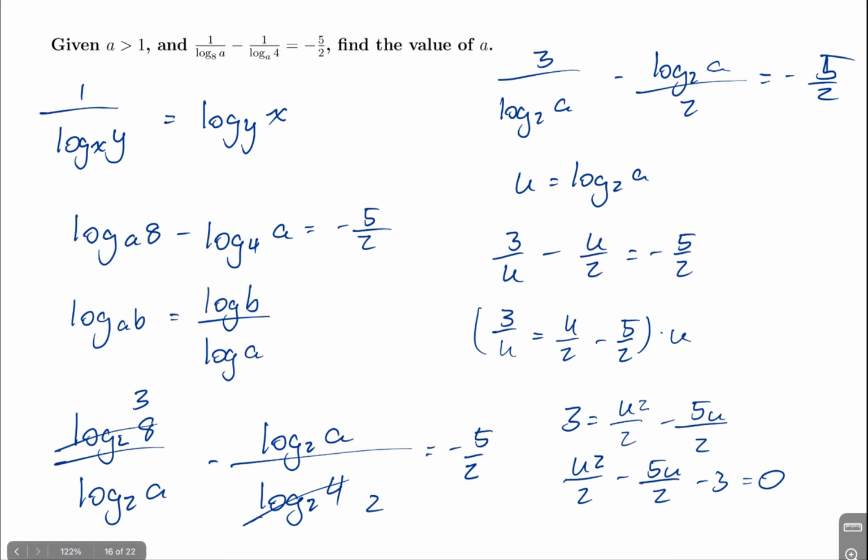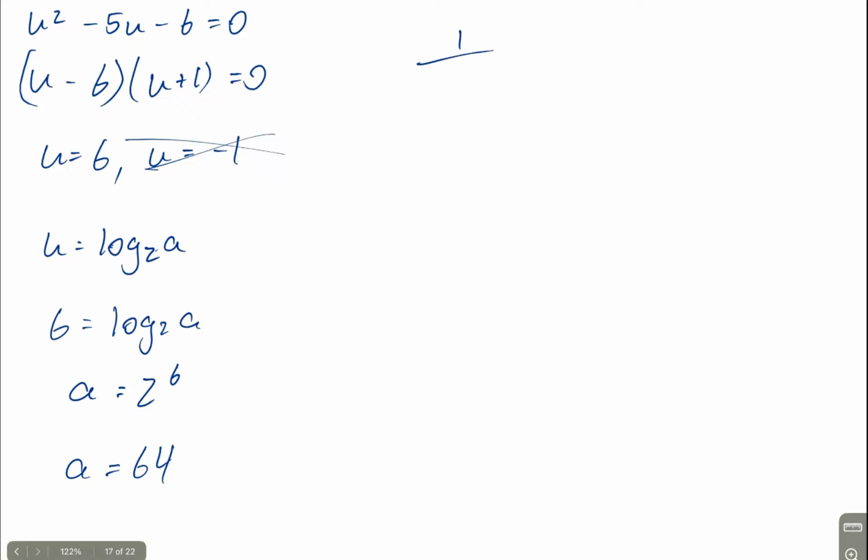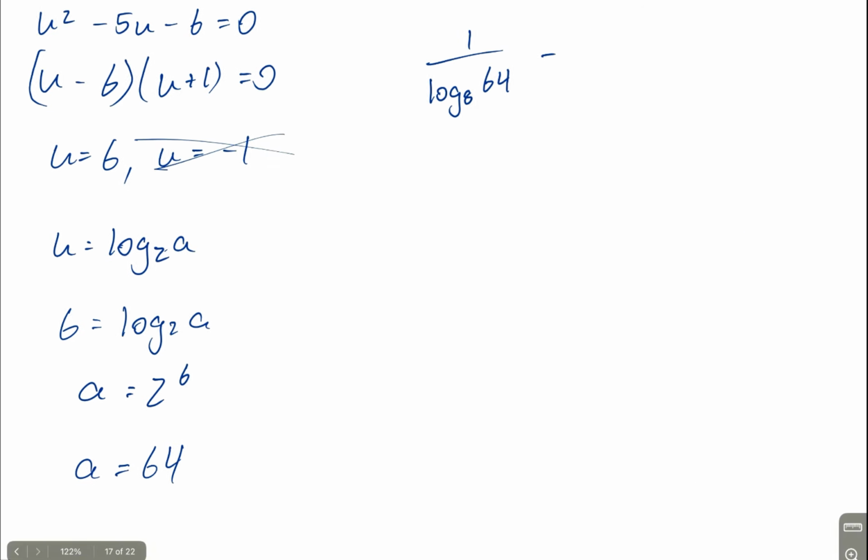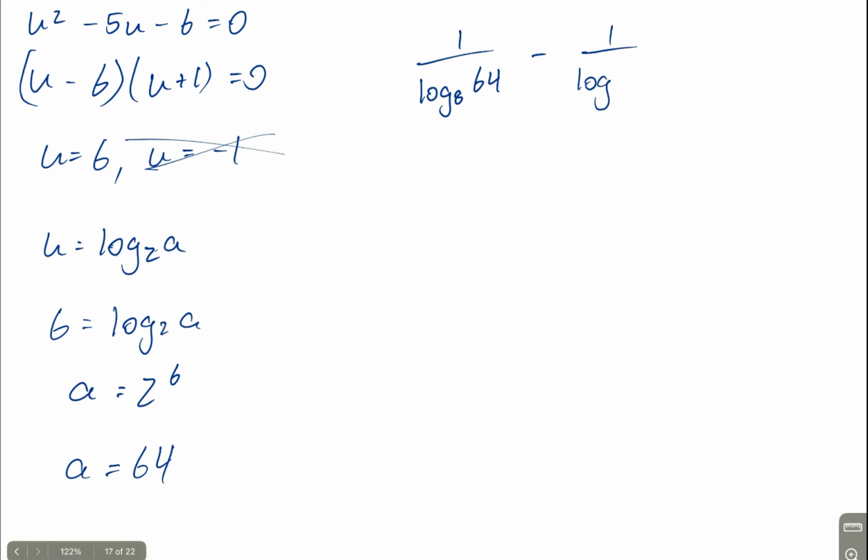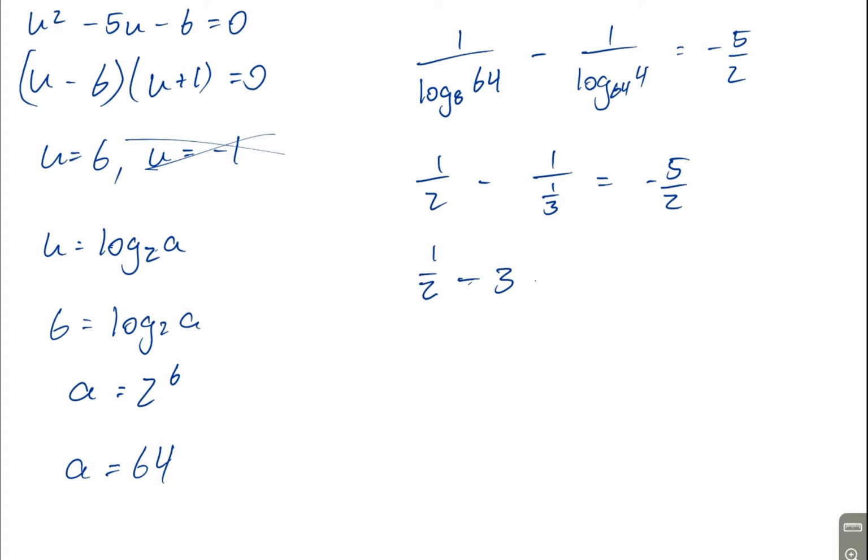Now we can check. So 1 over log base 8 of 64 minus 1 over log base 64 of 4 equals negative 5 halves. So we have 1 over 2 minus 1 over 1/3 equals negative 5 over 2, which is of course true because 1/2 minus 3 does equal negative 5 halves. So our answer is a equals 64.